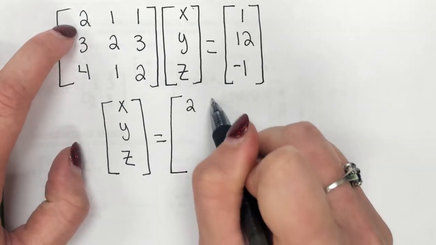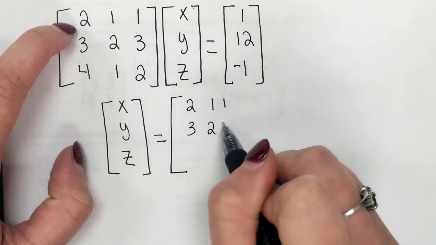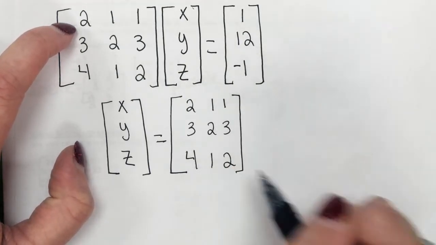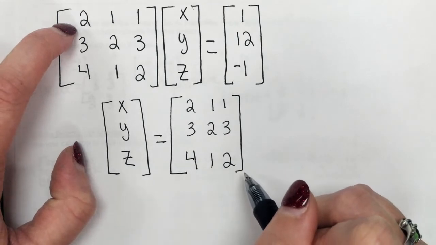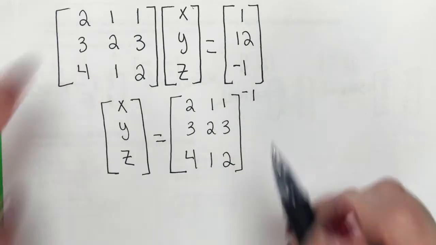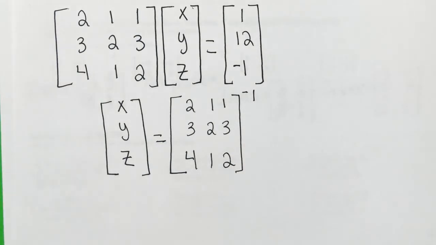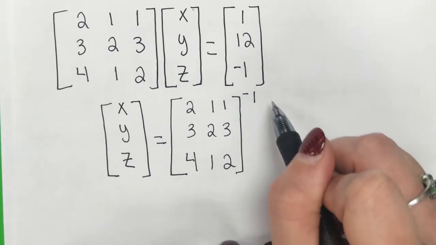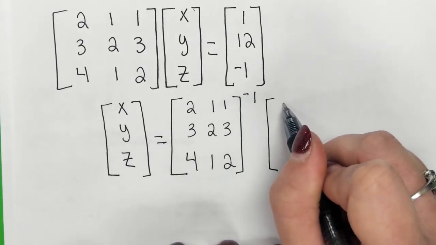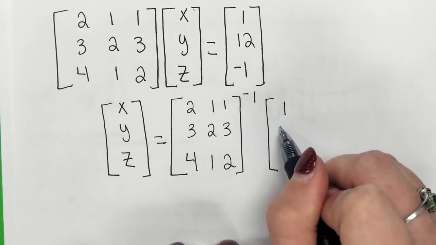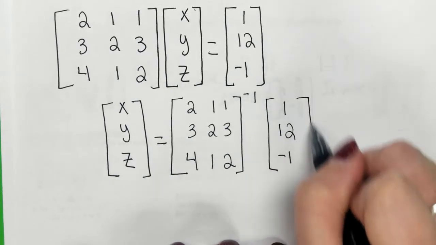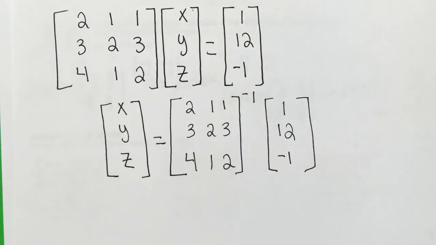All right, so we're going to write 2, 1, 1, 3, 2, 3, 4, 1, 2, and then we're going to write the symbol for inverse. What was the symbol for inverse? -1 as an exponent, right? And what else was on that right-hand side of the equal sign? 1, 12, -1.